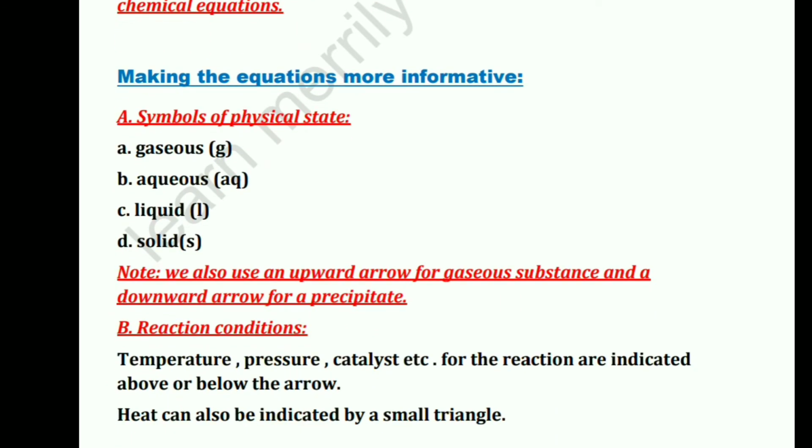Now, along with the balancing, we can make the equations more informative, more precise, and more complete by telling about the state of reactants, so that one can come to know everything about the reaction by using the symbols for states and also indicating the temperature, pressure, or catalyst used in the reaction. For example, for gaseous, you use a small g. Aqueous, as I told you, is a solution of a substance in water. So for that you use aq, for liquid l, and for solid s. Now we can also use an upward arrow for a gaseous substance and a downward arrow in case of a precipitate. We already discussed the precipitate in our previous lectures.